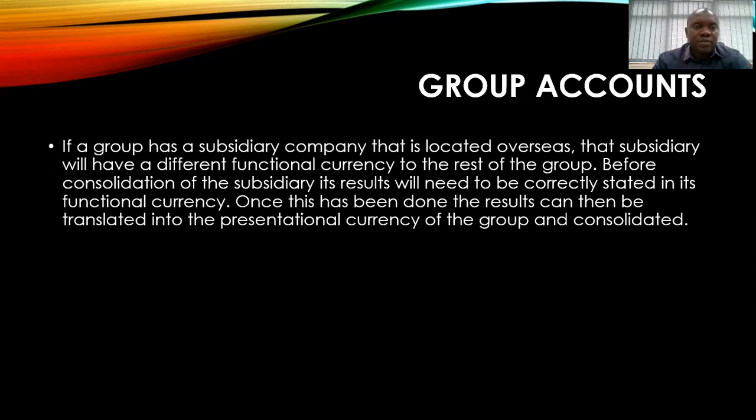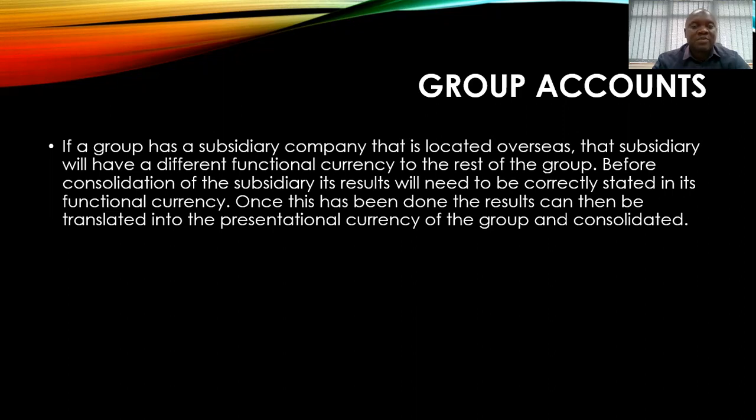So part 4 of this topic on foreign currency, which is scoped under IAS 21. There is also a component, a scenario on group accounts, because at first we're looking at individual accounts. So on group accounts, it's possible having one of the subsidiary companies in a different country that is actually using a different currency. So I'm saying if a group has a subsidiary company that is located overseas, that subsidiary will have a different functional currency to the rest of the group, and that is very obvious.